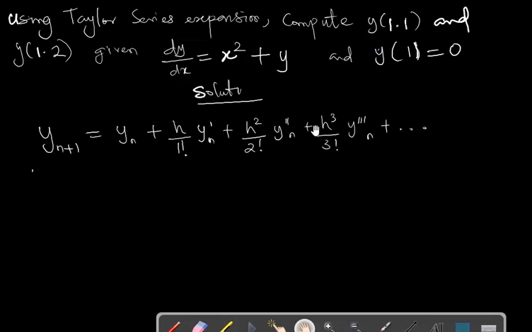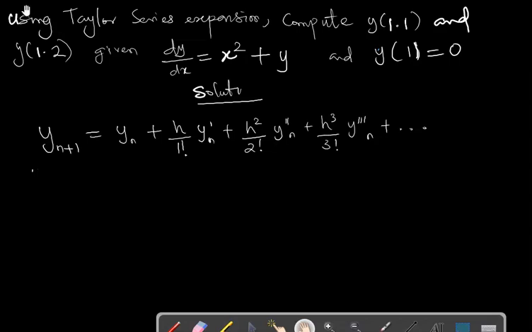In this video, we want to use Taylor series expansion to compute this value and this value. So this is the differential equation that we want to use, and this is the starting value. So we have to compute this and that. Now this is the formula for the Taylor series that we are going to employ: Yn plus 1 equals Yn, and so on and so forth.